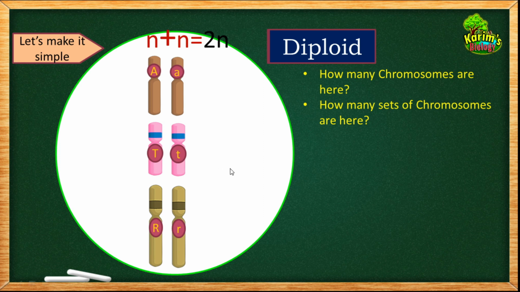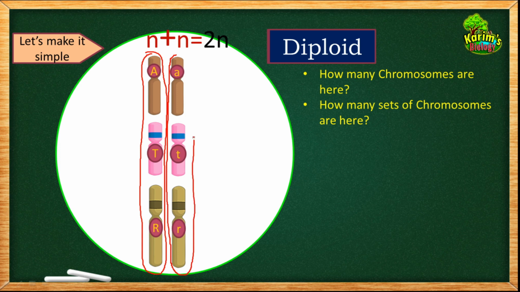Okay, and next question, how many sets of chromosomes are here? I told you that these 3 chromosomes, which are different from each other, form a set, and a similar type of another 3 chromosomes form another set of chromosomes, right? So now tell me how many sets of chromosomes are here? Here 2 sets of chromosomes are there. As 2 sets of chromosomes are there, we call this condition the diploid condition.